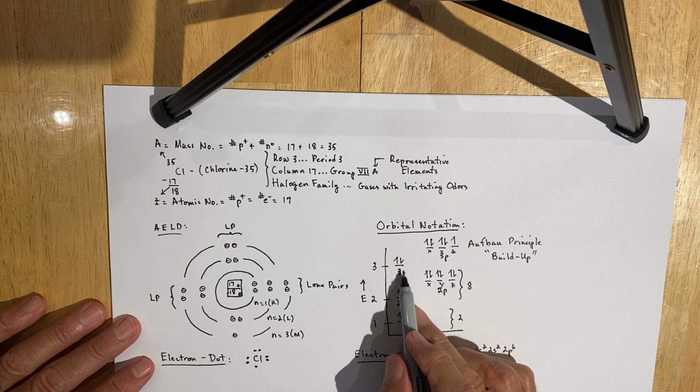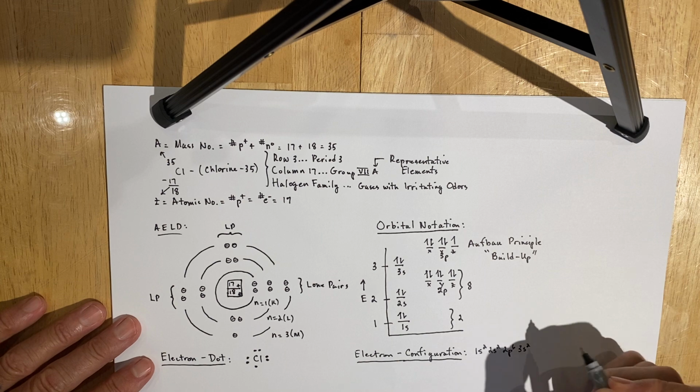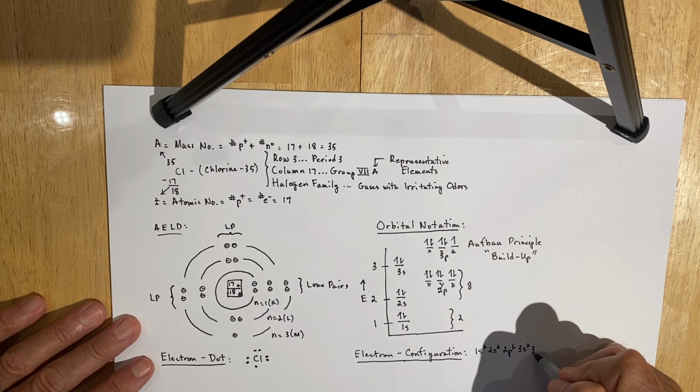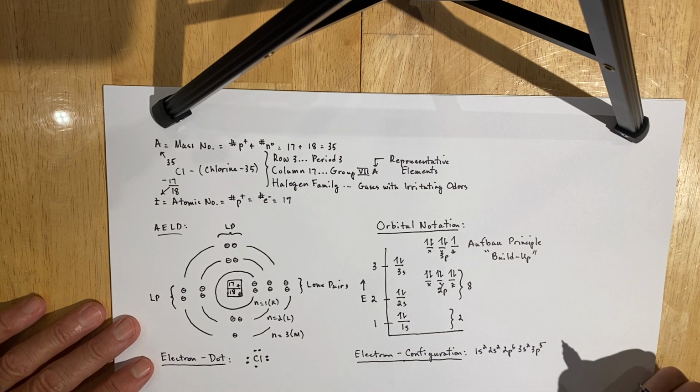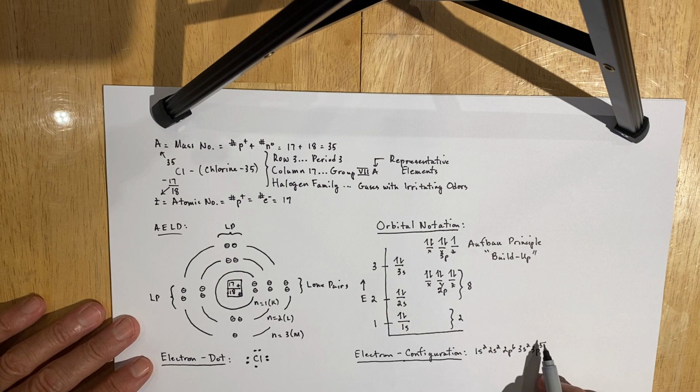We have 2 electrons in an s sublevel on the third energy level, so we'd write 3s2. And finally, 5 electrons in a p sublevel on the third energy level, so we'd write 3p5. So you'd read this 1s2, 2s2, 2p6, 3s2, 3p5, and the superscripts should total to 17, which is the atomic number. So 5 and 2 is 7, and 6 is 13, and 2 is 15, and 2 is 17.